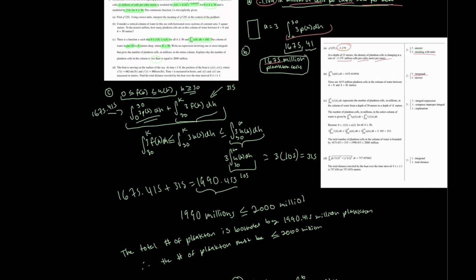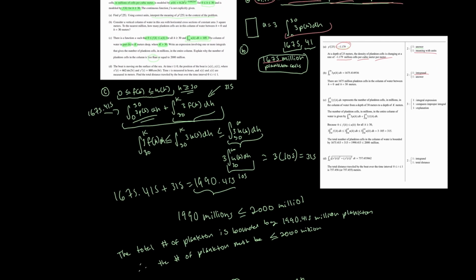And then part C has 3 points: 1 point for the integral expression, 1 point for comparing improper integrals, and 1 point for explaining. So for the first part, we gain a point by writing the expression of the integral from 0 to 30 of 3p of h dh plus the integral from 30 to k of 3f of h. So we need to know the bounds of h to get this point, and so we got that correct.